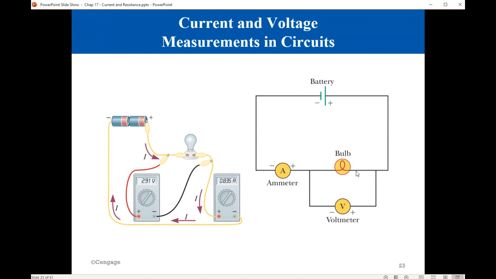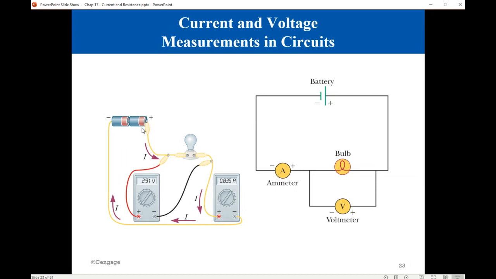It is easier to deal with symbols rather than to draw the whole thing. So this is the symbol for a battery. The long dash represents the positive electrode, the electrode that has higher potential. And the short dash represents the electrode that has the less potential.